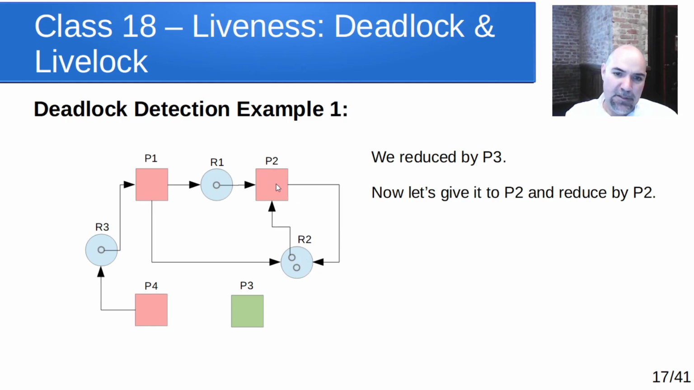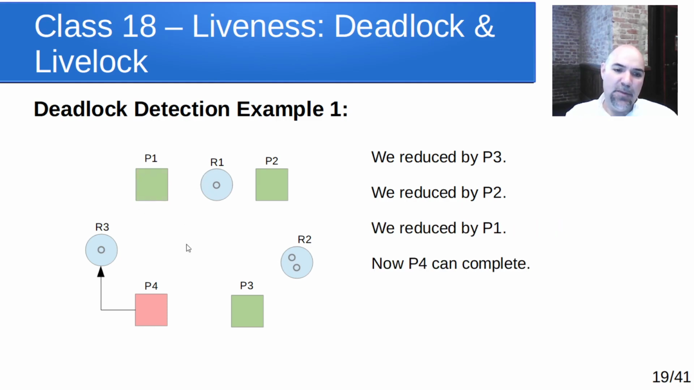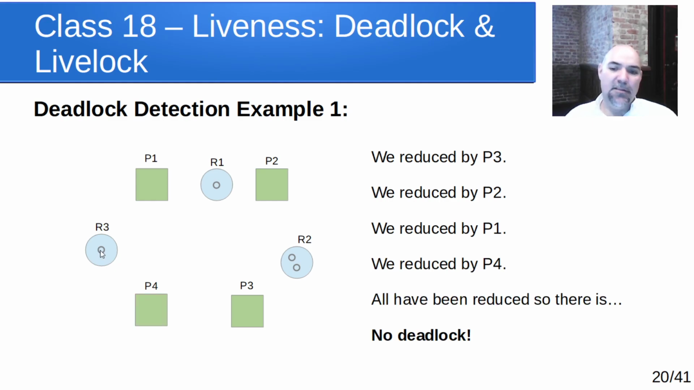Well, at that point, P2 already has these 2, and it only needs that 1. So that would allow P2 to have all the resources, and it could finish. And so now P1 can get both R1 and R2, and then it would have everything it needs. And now P4 can get R3 that it was waiting for, and it can complete. So the entire graph was reduced, so there is no deadlock. And again, if you can reduce the entire graph using this methodology, then we know that there's not any kind of deadlock.